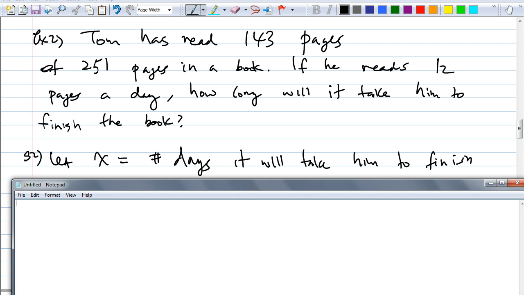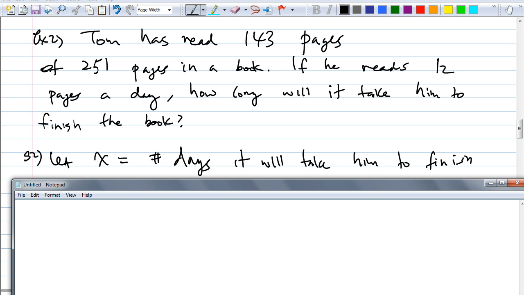It would be 251 pages equals... You could do it that way. Hold on. 251 pages equal to? So that's total number of pages, right? That's going to equal to what? 143 pages plus 12 plus x. Exactly. Could we do it that way? Isn't the total number of pages equal to how many pages he has already read plus number of pages he needs to read, which is 12 times x, right?